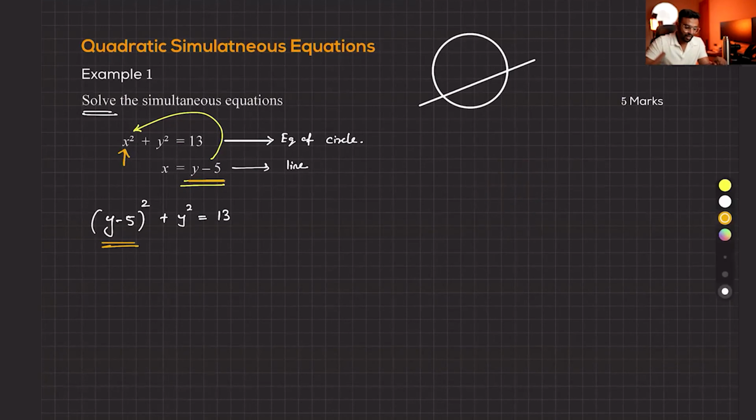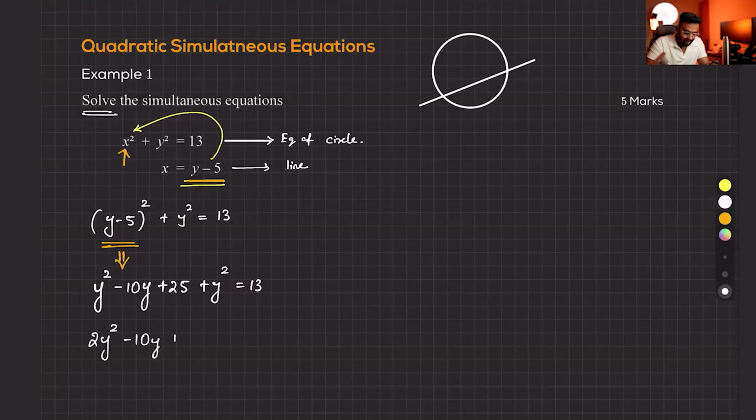Okay. What is the next obvious step? Expand it. So if you like to expand your way, go for it, guys. I'm just expanding it. y square minus 10y plus 25 plus y square equals 13. I expanded it. Now I'm going to add the like terms. We have 2y square minus 10y plus 25 minus 13 equal to 0.